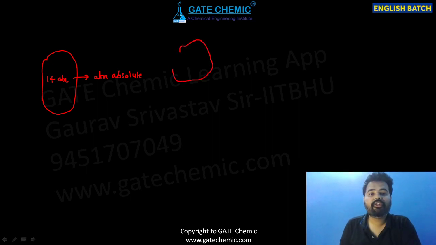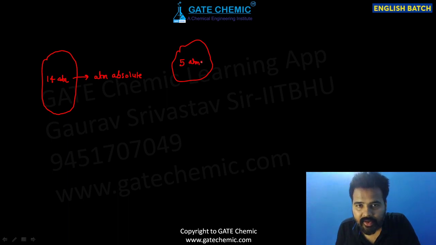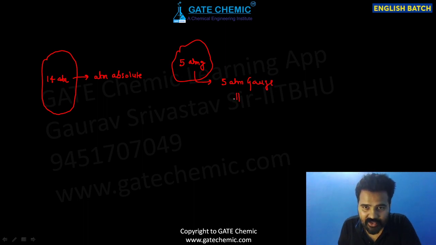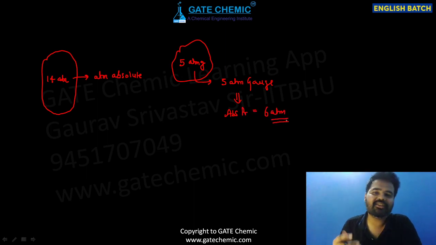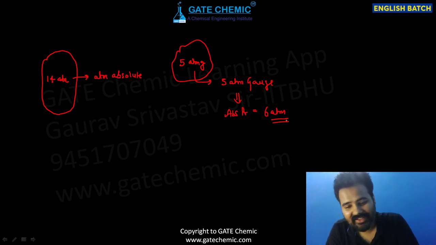Maybe in a tank, you can find pressure written as 5 atm g. What is this? Now I know everyone will be able to answer this. In this tank, the pressure is 5 atmospheric gauge. That means the real, absolute pressure is 6 atm, because gauge tells us the pressure above atm. So in this tank, the pressure above atm was 5, so to get the actual pressure, just add 1 atm. Is it crystal clear to all of you?